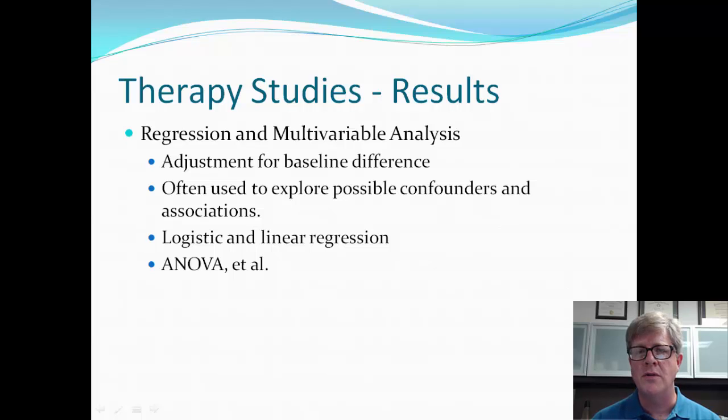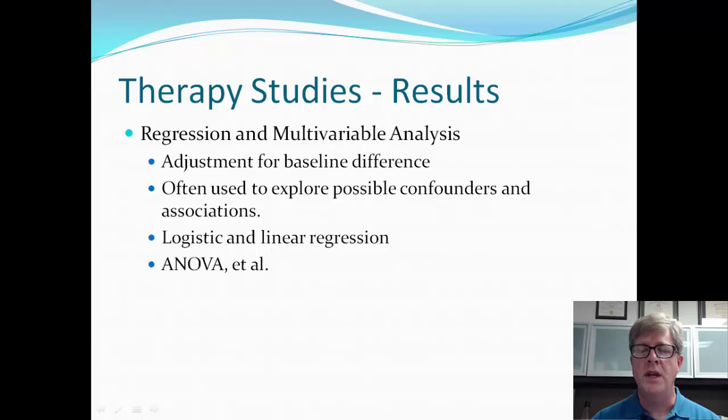The difference between those is in the outcome variable. Logistic regression is used for a dichotomous outcome variable like death, or achievement of a certain, say, blood pressure level. If you get your blood pressure down below 140, then you can say yes, we got it down, or no, we didn't. And that takes a continuous variable and makes it a dichotomous variable.